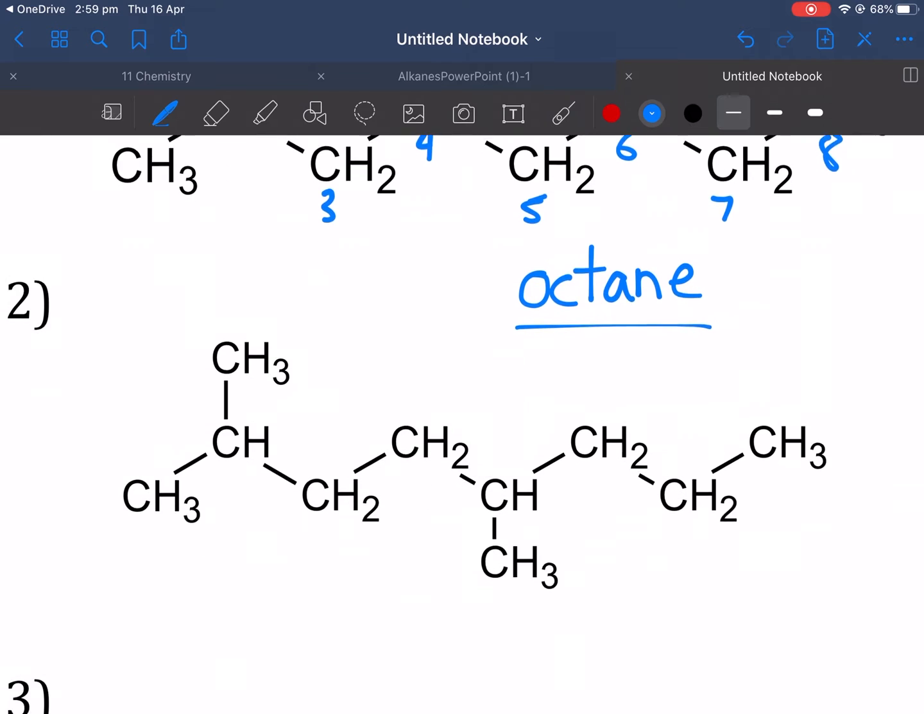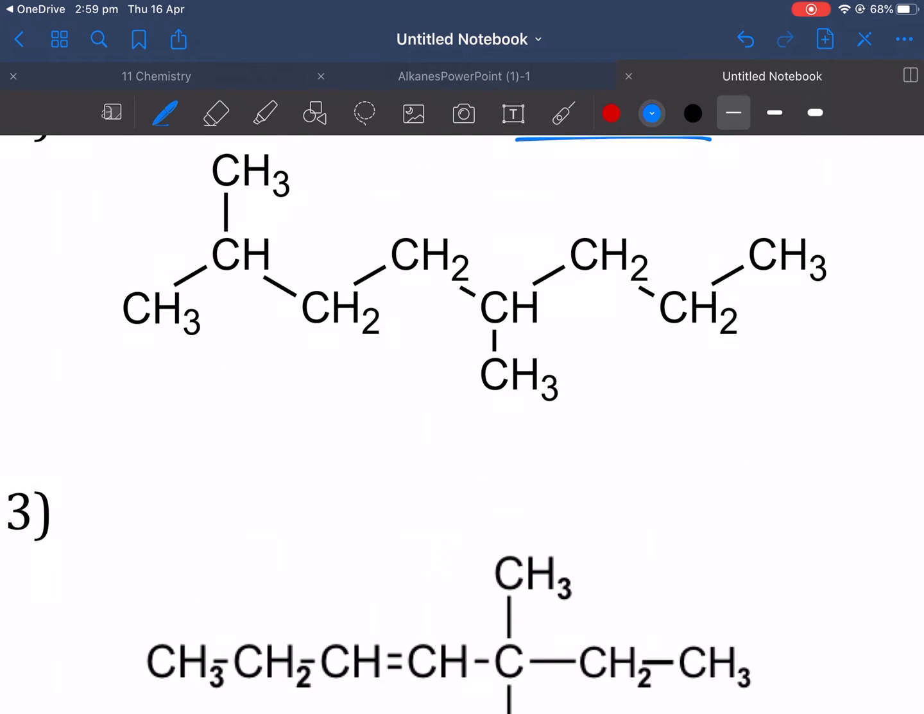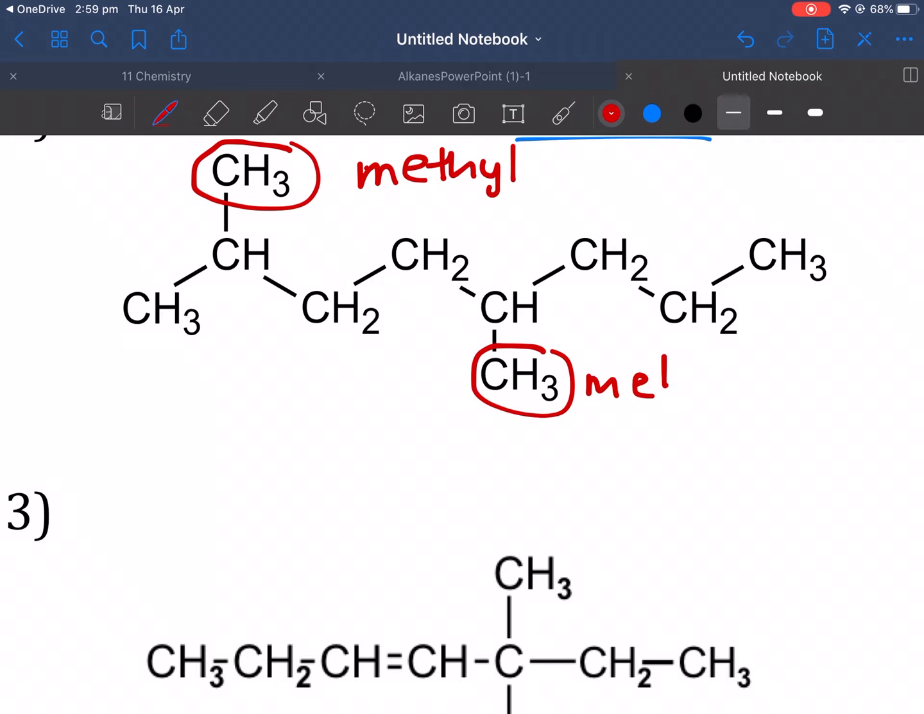Alright, moving on to question 2. This one is where we're starting to get a little bit more difficult. We need to first start by circling our side chains. I'm going to take this one and this one to be my side chains. They both have one carbon in them, which means they are both going to be a methyl group. So if we put down methyl here and methyl down here. Okay, so we've got 2 methyl groups.